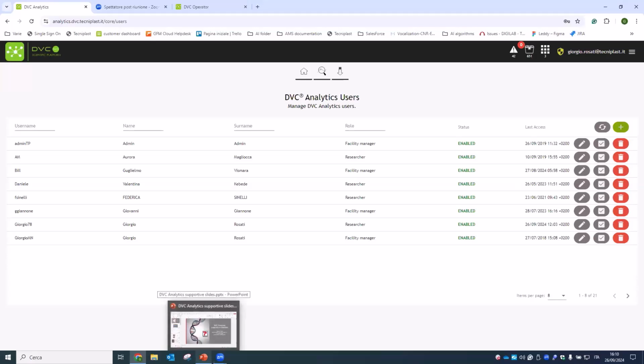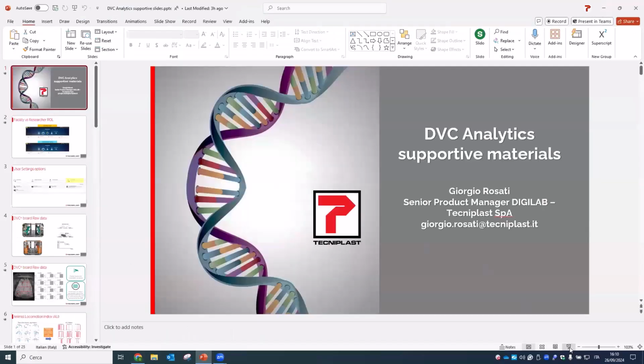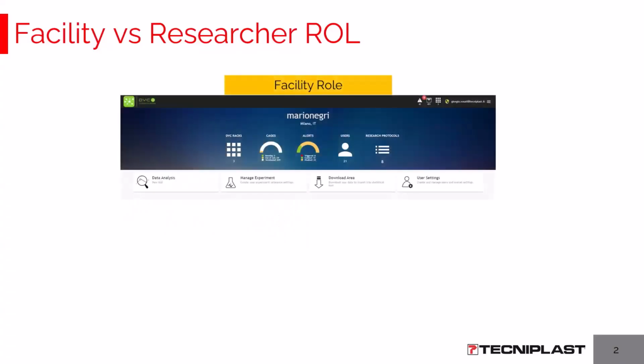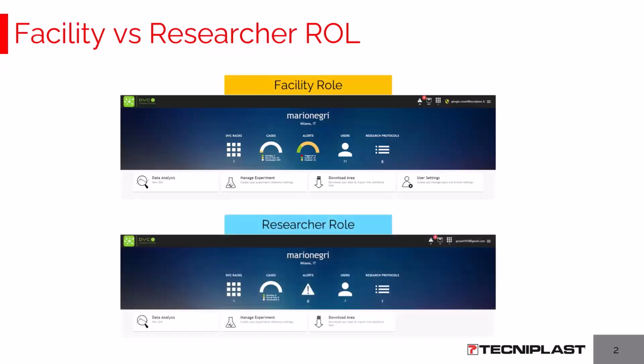I want now to switch, as said, to my presentation, just to provide you a little bit more understanding of these two roles. When I enter as a facility manager, as just shown a few minutes ago, I have access to all the different buttons: data analysis, experiment, download, and user settings. If I enter as a researcher, vice versa, the user setting button is not enabled.